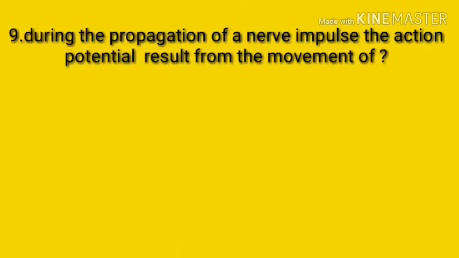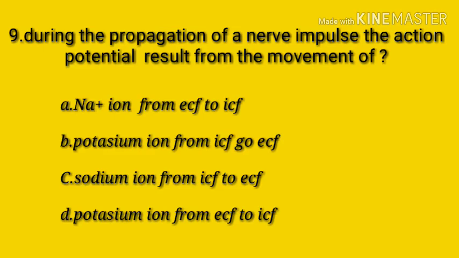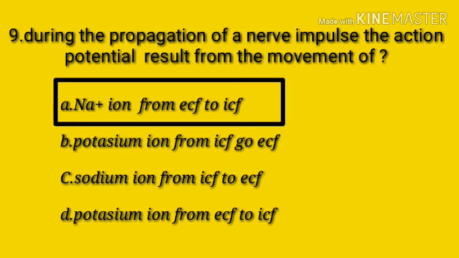Question number 9. During the propagation of a nerve impulse, the action potential results from the movement of option A, sodium ion from extracellular fluid to intracellular fluid. Option B, potassium ion from extracellular fluid to intracellular fluid. Option C, sodium ion from intracellular fluid to extracellular fluid. Option D, potassium ion from extracellular fluid to intracellular fluid. Answer is option A, sodium ion from extracellular fluid to intracellular fluid.